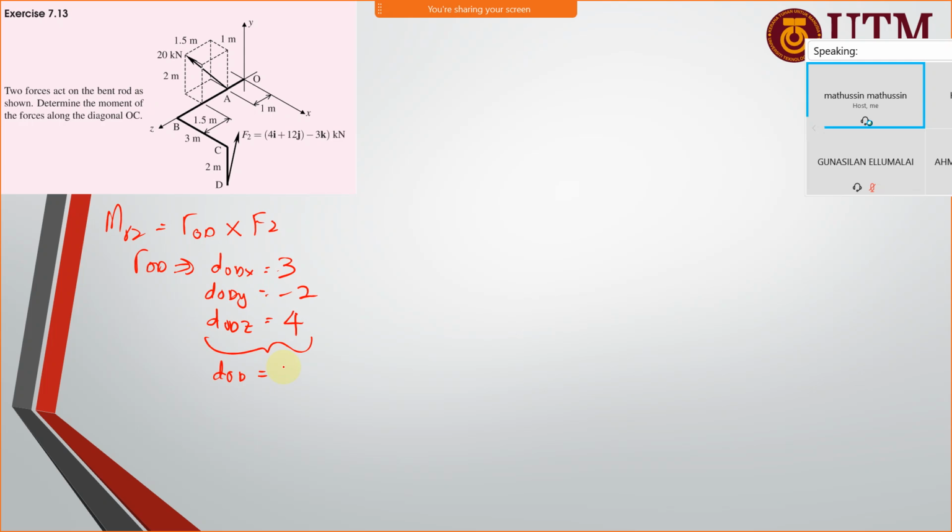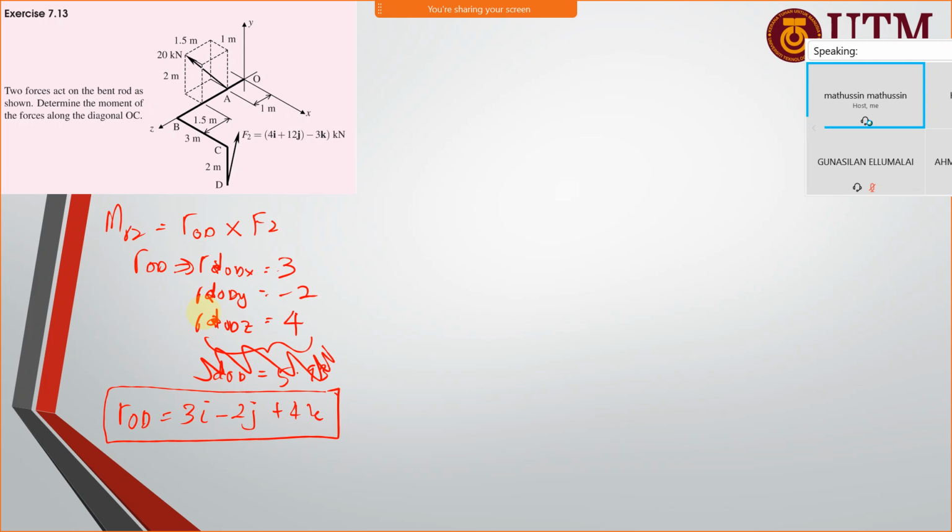5.39. So tak perlulah. ROD tak perlu dapatkan resultant, just in terms of komponen sahaja. So 3I tolak 2J tambah 4K. So this is our ROD. Lepas tu, bukan D ni, terus R lah.